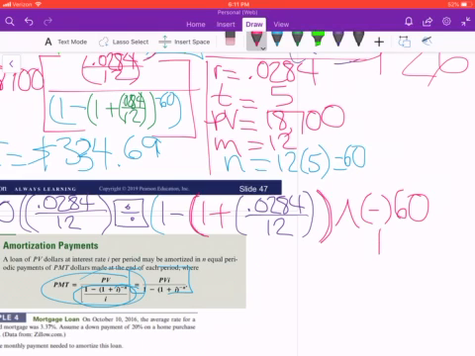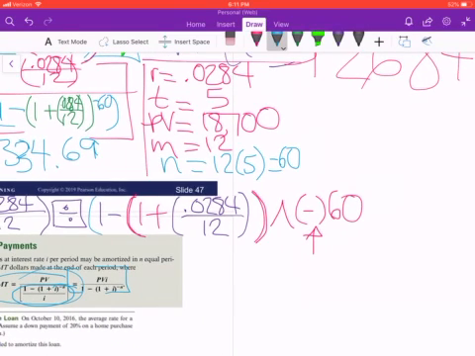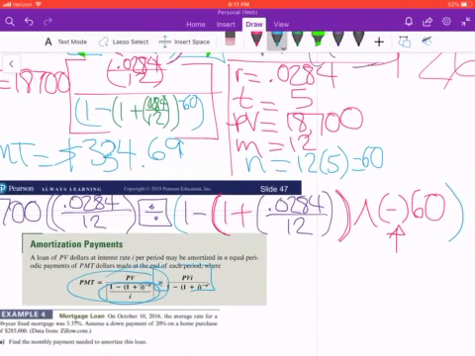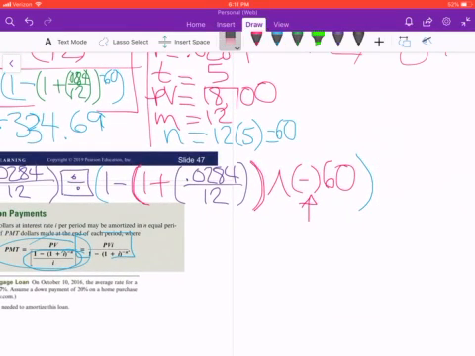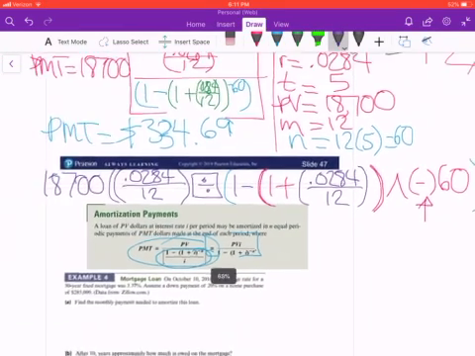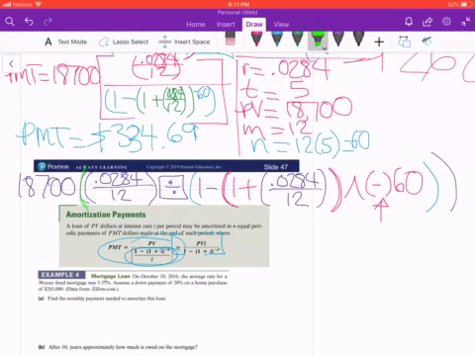Remember to use the negative that is below number 3. After that, we have to enclose the denominator, and then close one more time to enclose the whole fraction. This last parenthesis is taking the place of the bracket, so the first one and this last one take the place of the square bracket that we have here. If you enter all of that, you should get the payment of $334 with 69 cents.